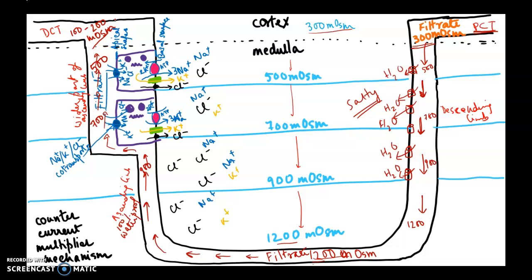It's getting diluted back because you are losing salt in the ascending limb and not water. That's why the osmolality of the filtrate is going less and less, and it can go down to as low as 100 to 200 milliosmoles by the time it reaches the distal convoluted tubule.